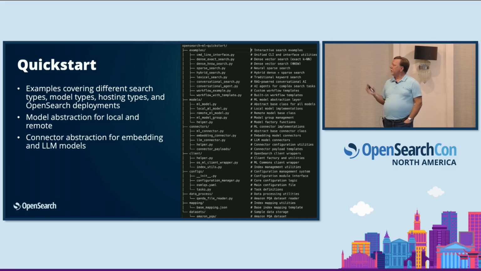The quick start itself has a model abstraction, so it handles not only a self-managed deployment, local deployment, as well as a remote deployment for Amazon OpenSearch Service or any remote OpenSearch. It also has a connector abstraction that makes it easy to deal with models with two different flavors. We have embedding models and LLMs, large language models. So those abstractions, again, make it simpler to work with it in code.